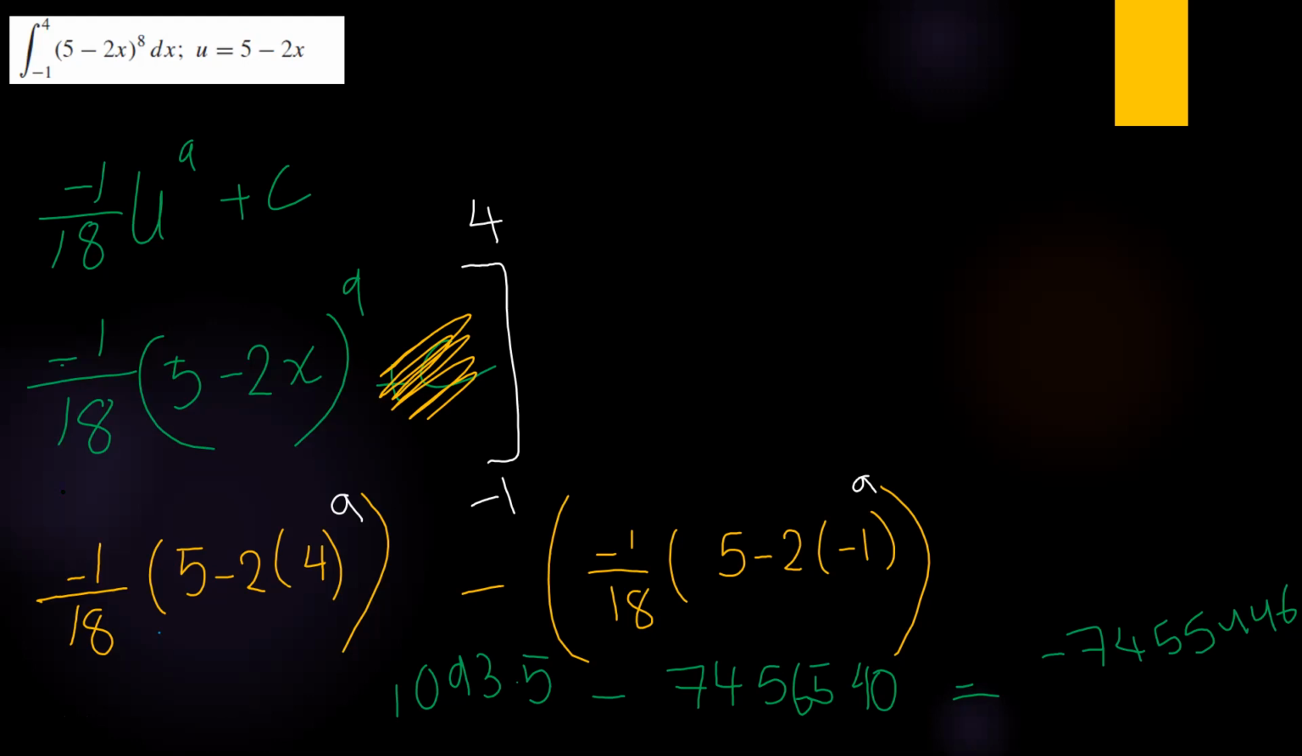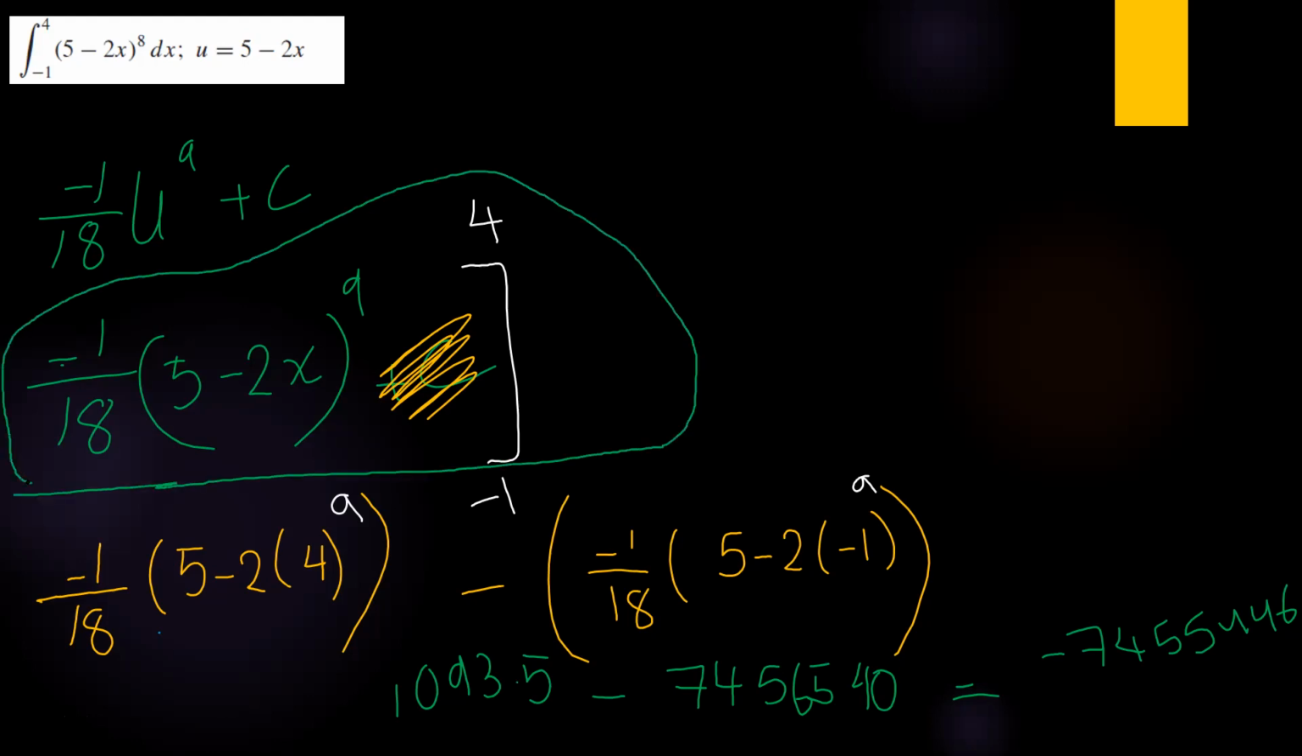But the most important thing for me here is how to write this one as it is, like negative 1/18 times (5 minus 2x) to the power 9. Inshallah, tomorrow I will give you another way of how to solve a definite integral without substituting in x. Tomorrow, inshallah, I will tell you about it.